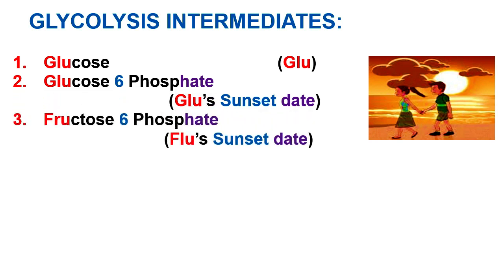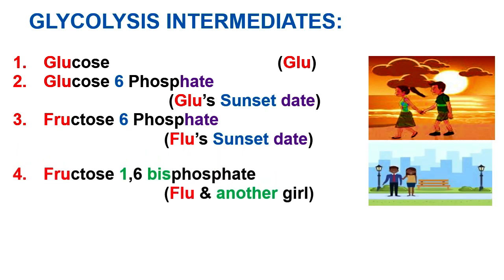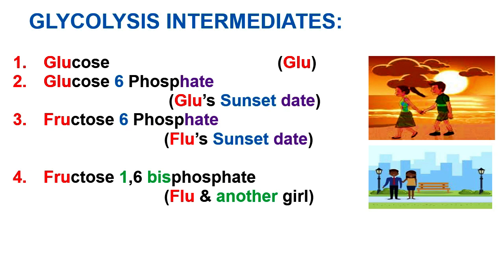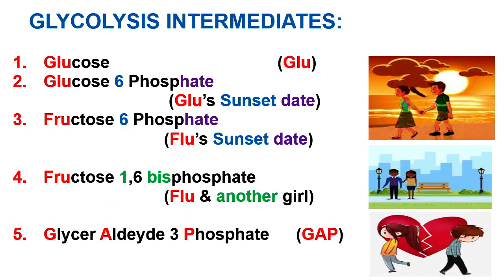Flu's sunset date becomes the clue for the second intermediate, that is fructose 6-phosphate. Keyword "another" used in the story will help us relate to bis. Flu's relationship with another girl will help us remember the next intermediate, which is fructose 1,6-bisphosphate. I repeat, Flu's date with another girl for fructose 1,6-bisphosphate.